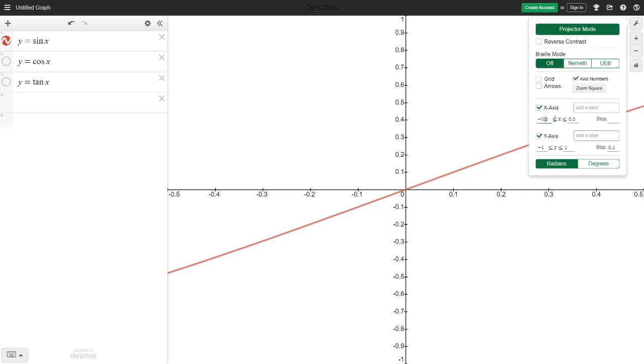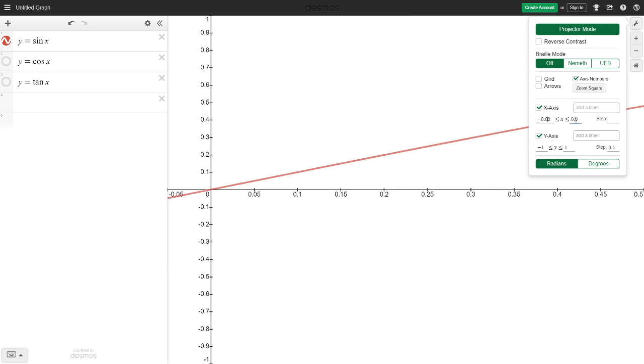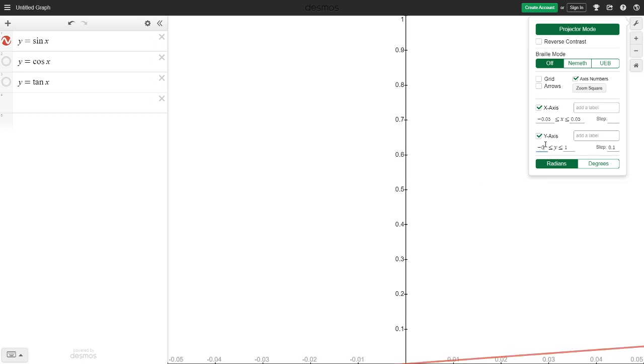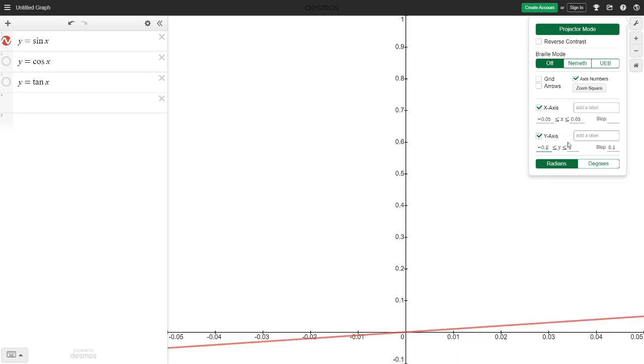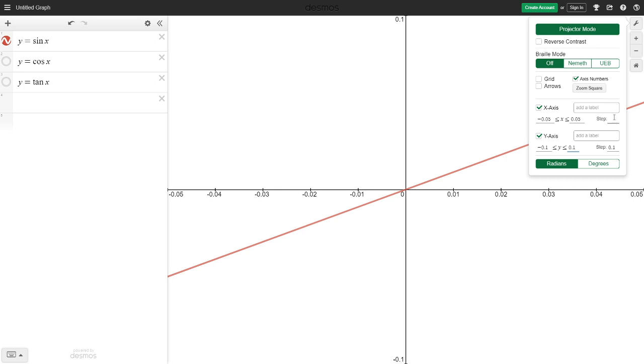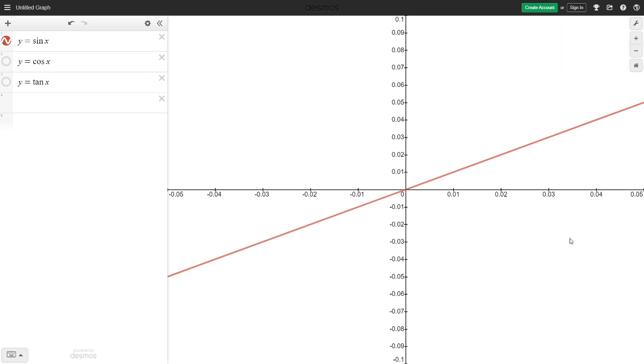So let's go from minus 0.1 to 0.1, and we'll make our step 0.01. Does this make it a little clearer? Some of you will already be able to spot what this graph looks like, but let's have a look.